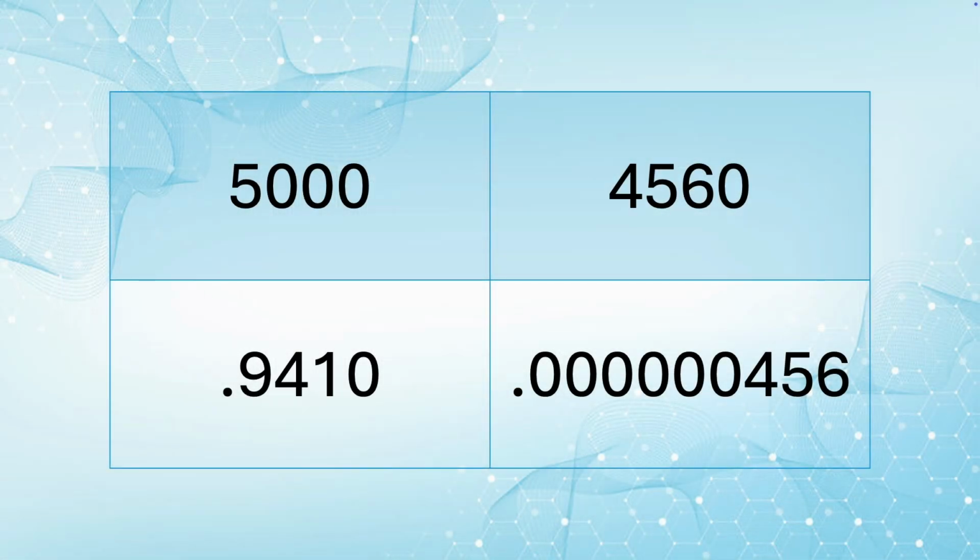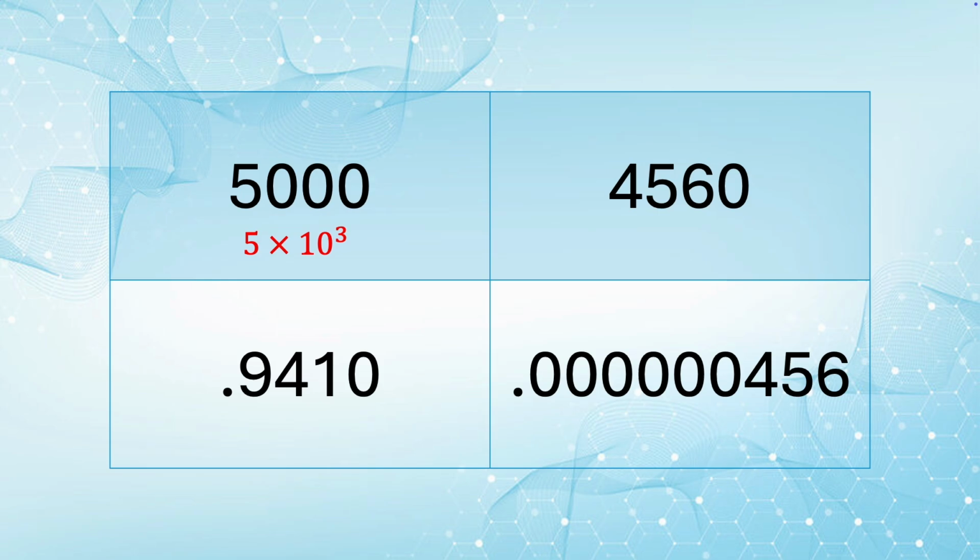Let's practice converting to scientific notation with the following 4 examples. Pause the video to try them out. I hope you've taken some time to solve the problems. 5,000 in scientific notation should be 5 times 10 to the power of 3. Notice that we write 5 and not 5.0, since our answer should only have one significant figure.